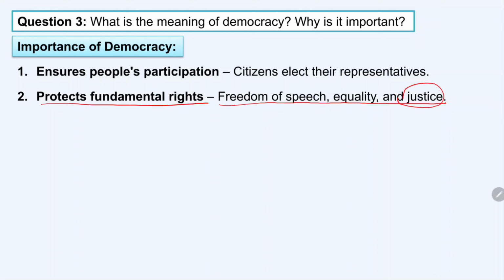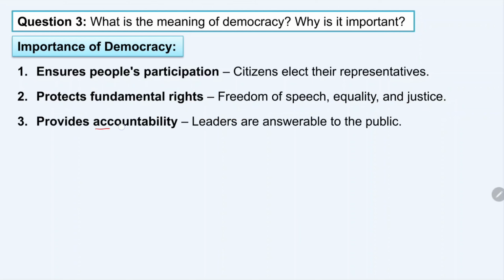So none of your fundamental rights should be hampered. About this fundamental right, how many fundamental rights are there, we are going to learn in detail in your higher classes. And in case any one of you know, you can mention in the comment section how many types of fundamental rights we have in the Indian Constitution.